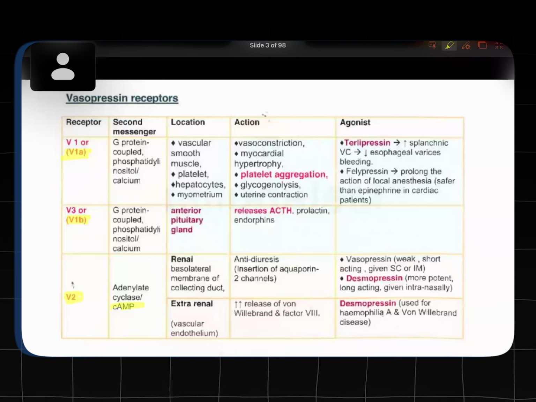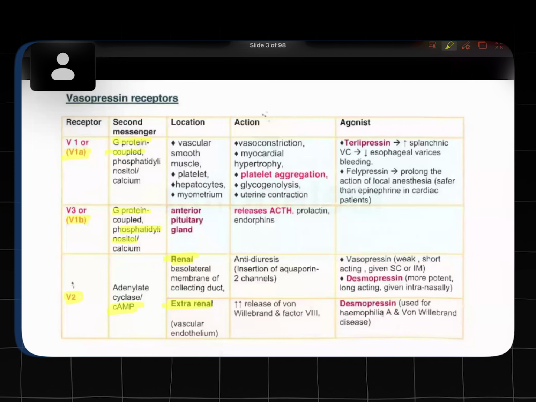V2 is cyclic AMP related, whereas V1s are G protein coupled, phosphatidylinositol mediated secondary messengers. Both are previous years' questions. V2 is mostly renal. However, extrarenal is also there.